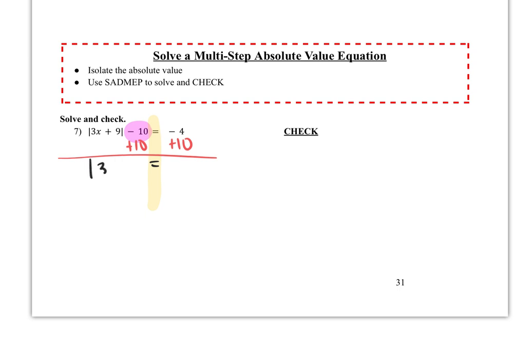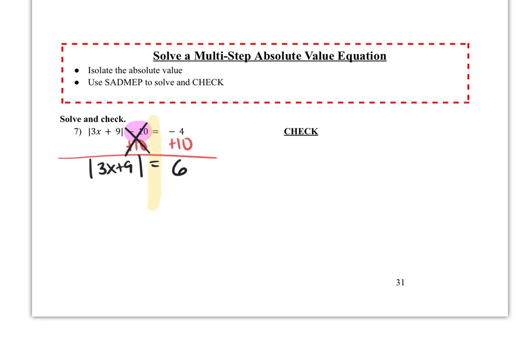On our left side, we have absolute value of 3x plus 9. I don't have to write plus 0. That 10 is gone, right? And now what's negative 4 plus 10? 6. Okay. Now we're at a good point. I only have absolute value with stuff inside. All right, so I have to see, is 6 positive or negative? Positive. So we do have answers, right?